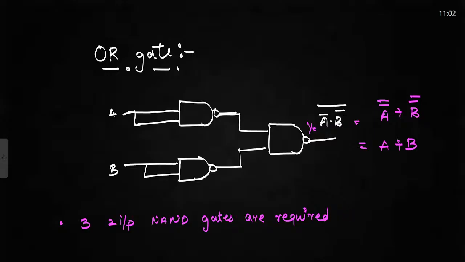Required to implement OR gate. I think you understood this one. Now we will go to XOR and XNOR.